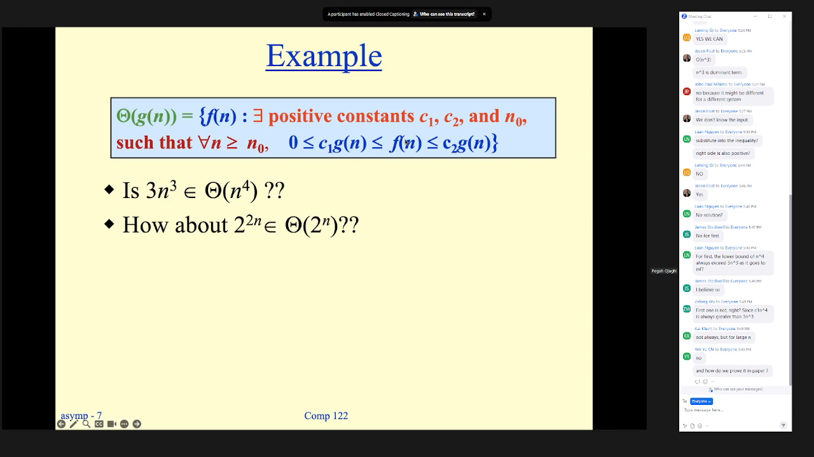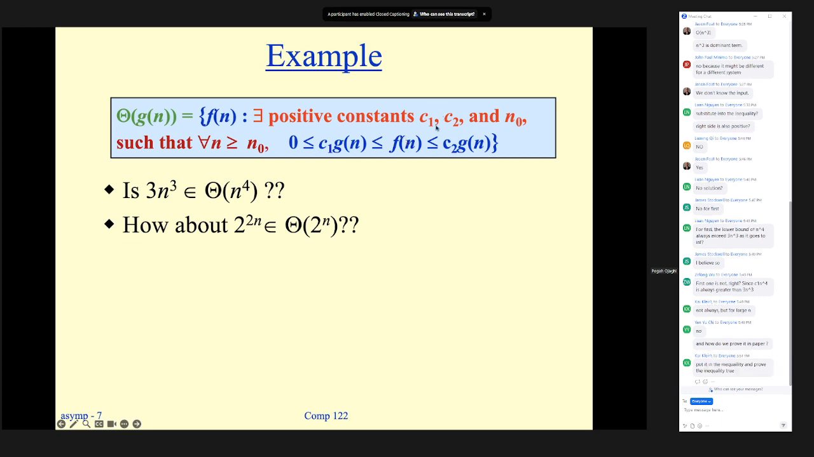When I was talking about how we prove it on paper, it means you need to see, for example, if I write this equation, I put 3n cubed between C1 n to the power of 4 and C2 n to the power of 4. And I will show this one. It's going to be 3n cubed less than or equal to C2 n to the power of 4, and then I will divide everything by n cubed, and then I will find whether n is going to be greater or not. Let's do that one. Let's write it.